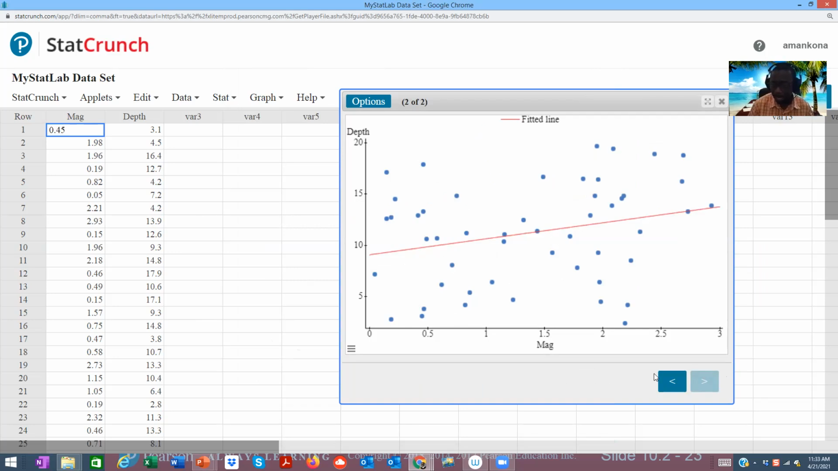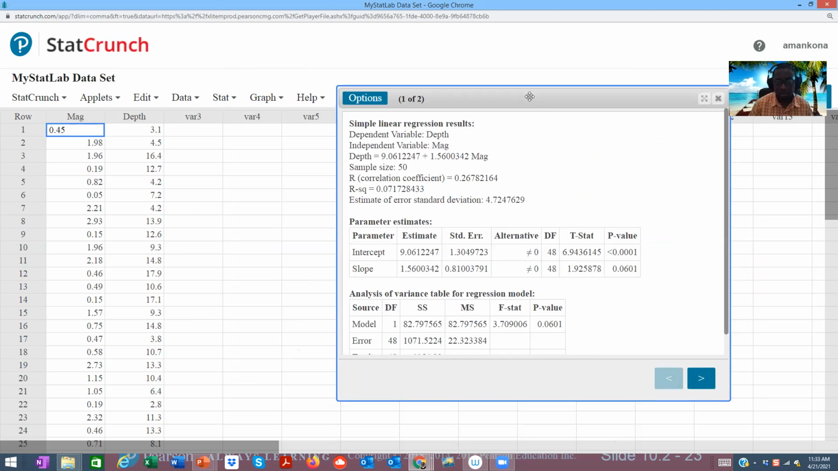However, if I want to use this output, this is my regression equation. They want us to round to 2 decimal places, I believe, so we're going to write this down and enter that into the homework. So we have 9.061 plus 1.56 times X, where X is your magnitude.